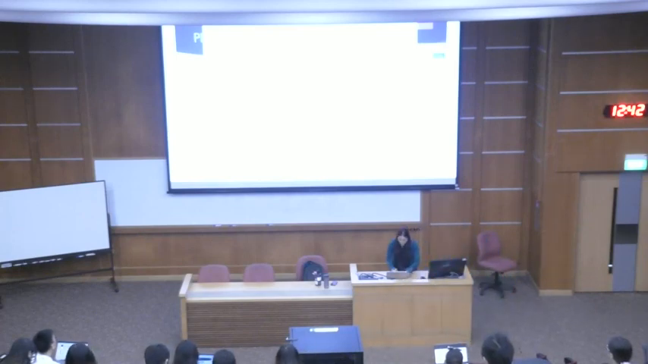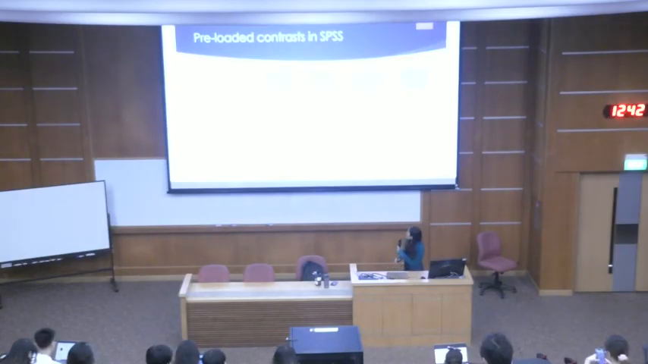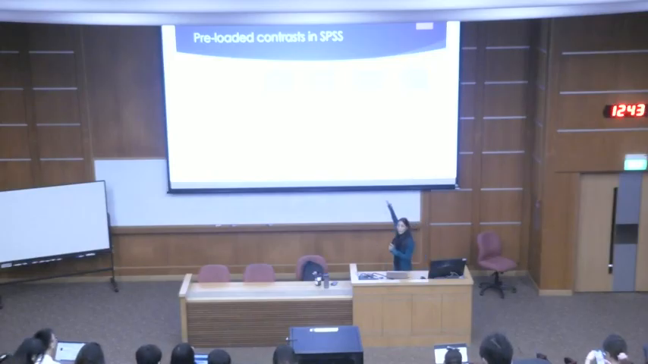So if you recall, the Helmert test compares the first to everything that comes after it, the second to everything that comes after it, the third to everything that comes after it. The difference test compares the last to everything that comes before it, the third to everything that comes before it, the second to everything that comes before it. So they're the same thing, but just opposite.